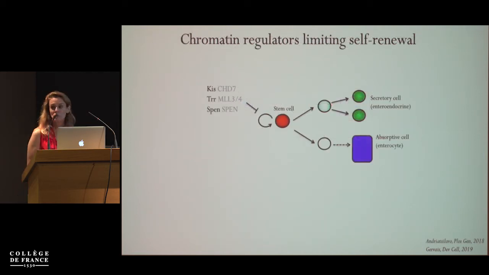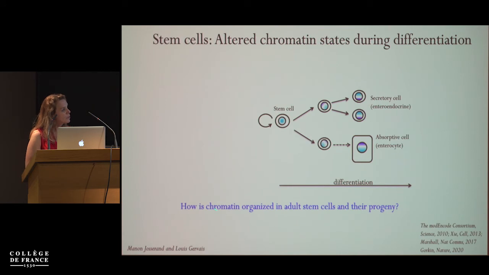Okay, so what I've told you so far is that we have identified Kismet and trithorax-related as negative regulators of stem cell self-renewal through EGFR. What I'm not going to have time to go into is that we also have another factor, SPEN, which similarly blocks stem cell self-renewal. It also is an important transcriptional regulator. And what we wanted to address next was really how is chromatin organized in adult stem cells in a more global manner, and how does this organization change during the differentiation process?